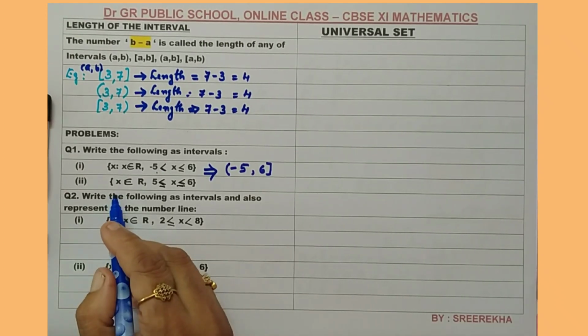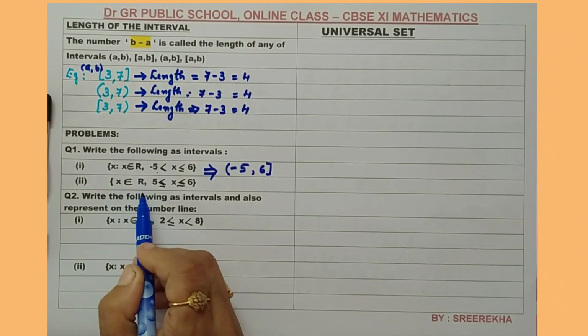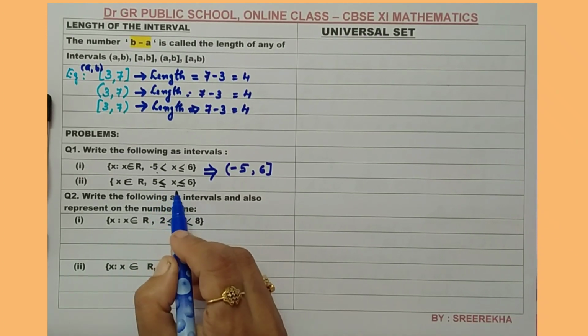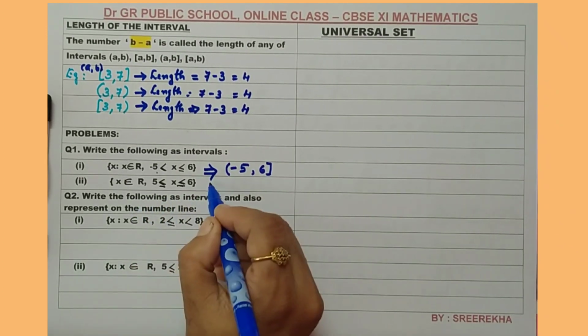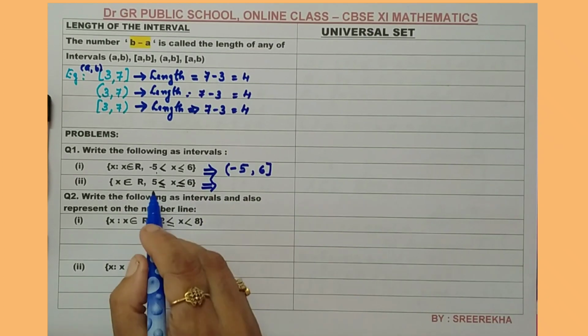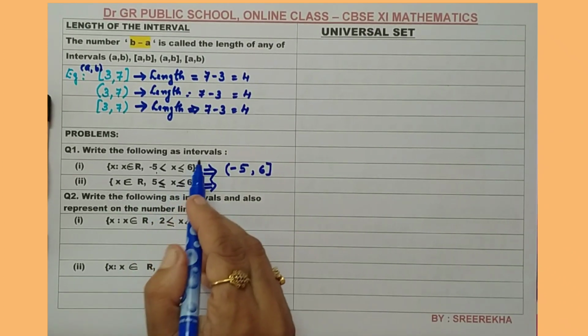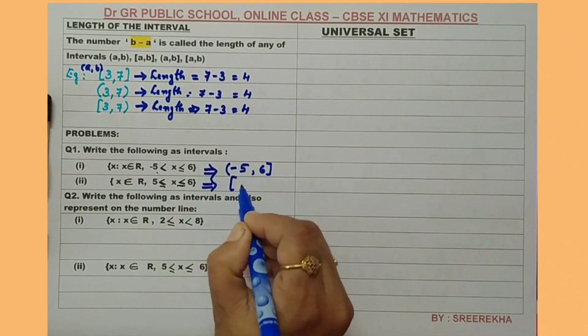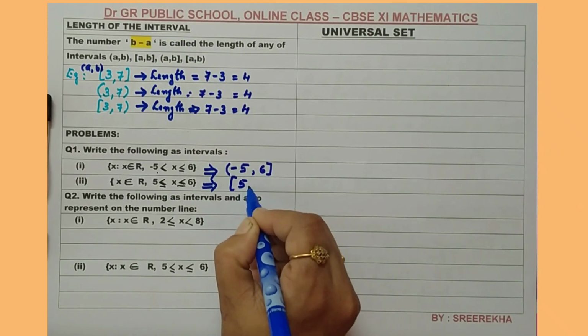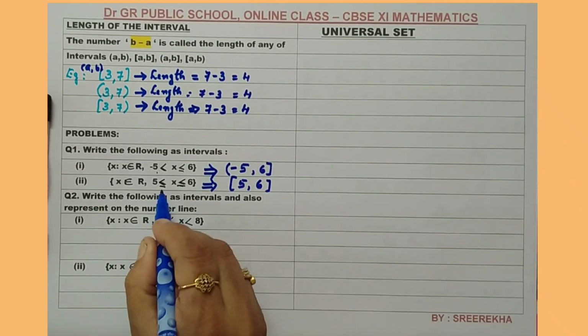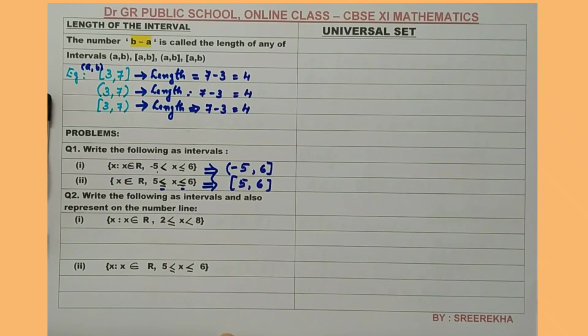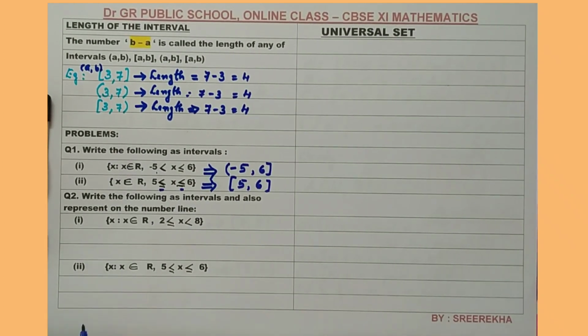The second question is the set of x, element of R, such that 5 is less than or equal to x, less than or equal to 6. This you need to represent as an interval, where both sides are less than or equal to. So it can be written as the closed interval 5, 6, as the less than or equal to symbol is enclosed in the set. Now the second question.